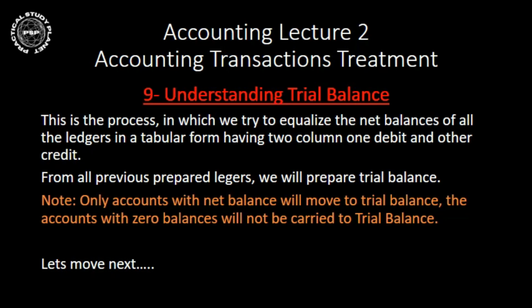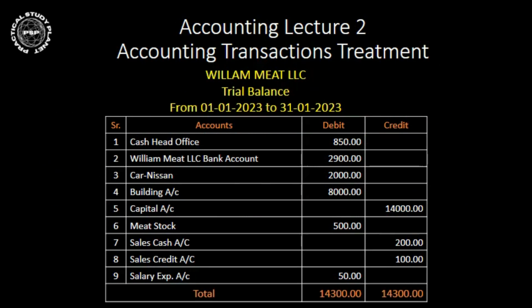Let's move next. See here, the cash final balance is 850, that is transferred to the debit side. A debit balance was there; if a credit balance is there, it will be transferred to the credit side. William Meat bank account is also a debit balance but decreased, before 3000 now 2900, so there is also a change. Car Nissan the same, building same, capital 14,000, meat stock 500, sales cash 200, sales credit 100, salary expense 50. So the total of the debit column is 14,300, and the credit also 14,300. The debit and credit will all be the same in the trial balance.